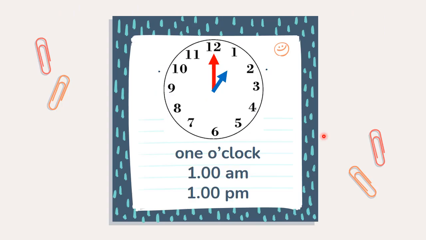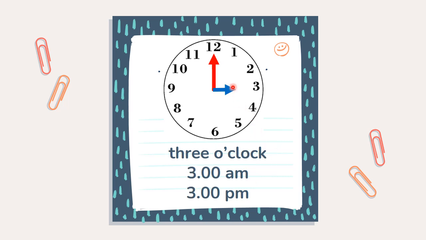Alright, let's proceed. Let's look at the long hand. It is at number 12, so we should use o'clock. Right now, you see the short hand is at number 1. So you write here 1 o'clock. You can also write 1 a.m. for morning and 1 p.m. for afternoon, evening or night. Okay?